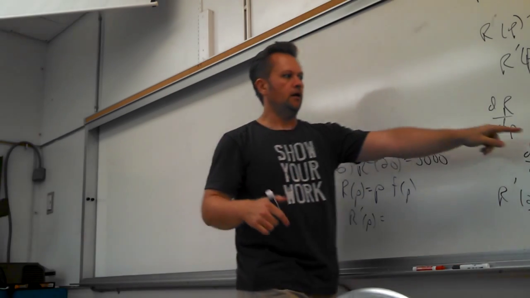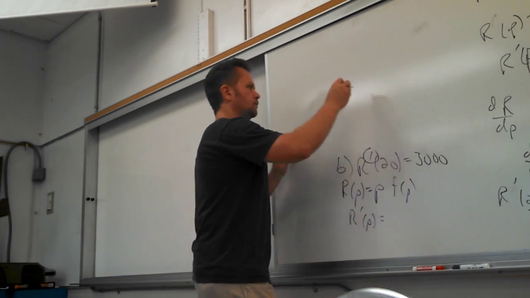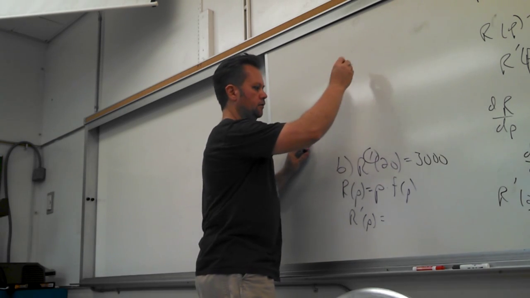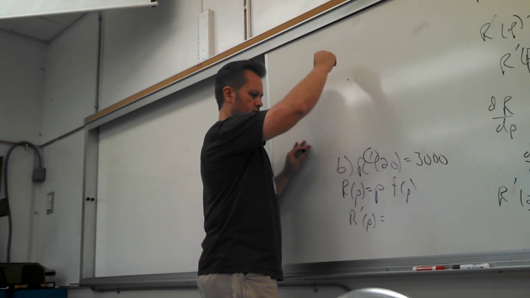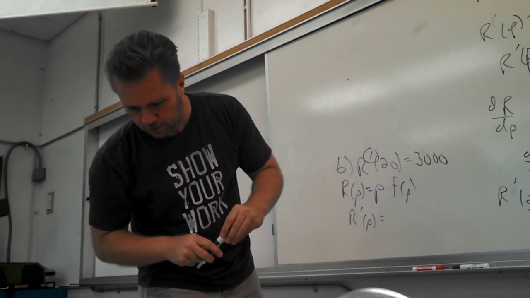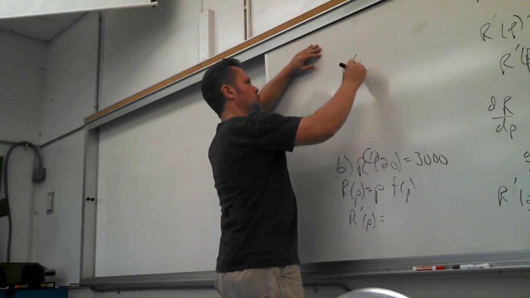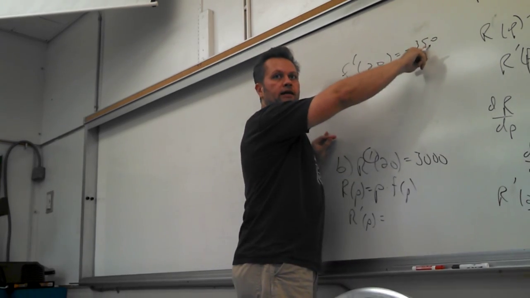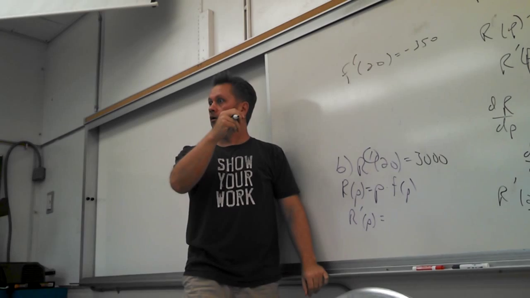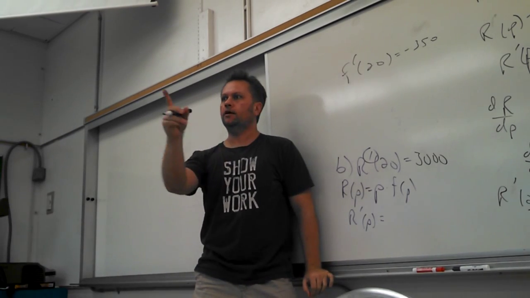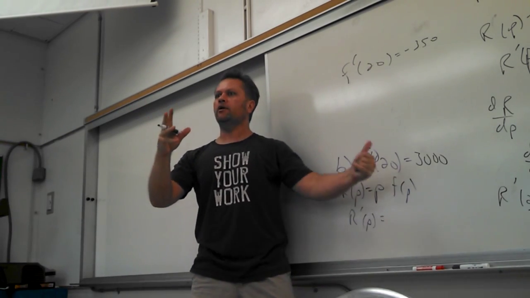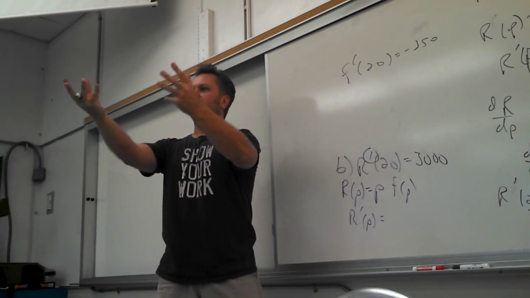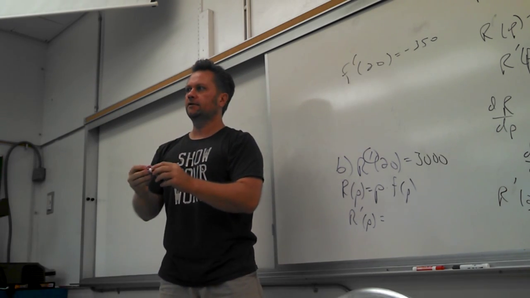Now remember, where are we at? Wasn't f prime of 20 negative 350? Yeah. And that means I was selling less, right? I was selling less. But why does my revenue still come out up? Because you're selling it for more money. You're selling it for a higher price.